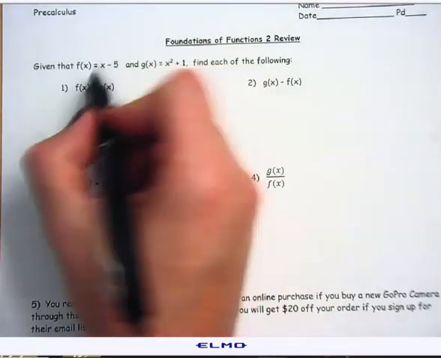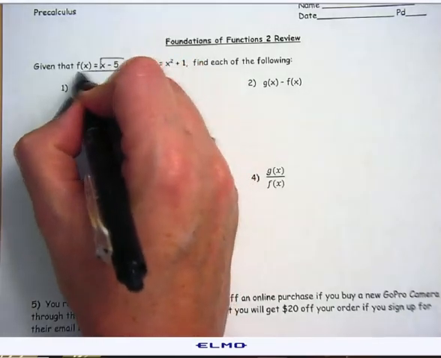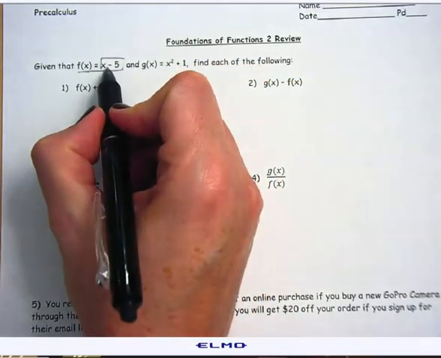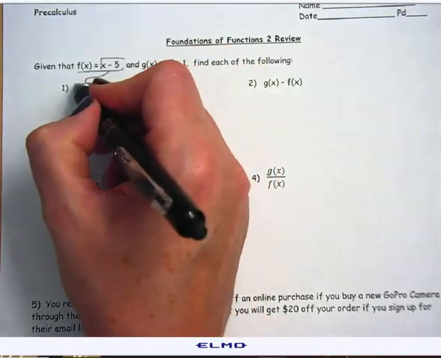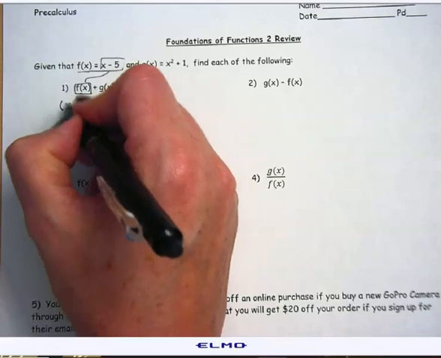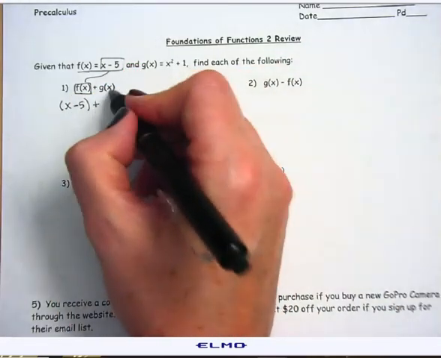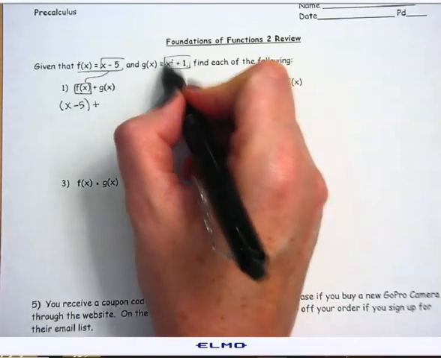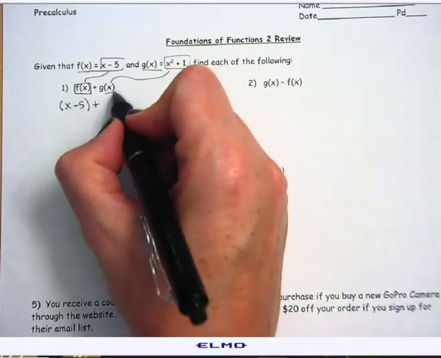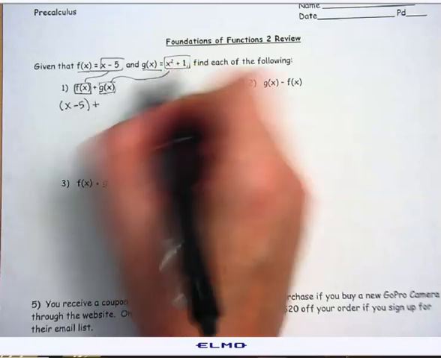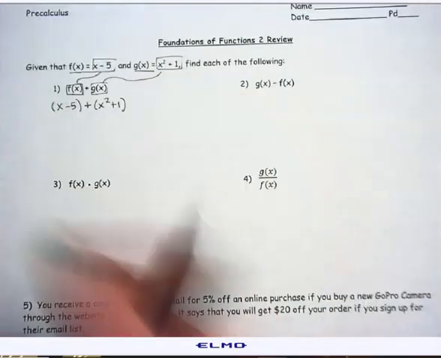So in the instructions, I have that f of x equals x minus 5. Since they are equal to each other, wherever I see f of x, I'm going to replace it with x minus 5. And then plus g of x, which I know equals x squared plus 1. So I replace this notation g of x with the function that it's equal to, x squared plus 1.